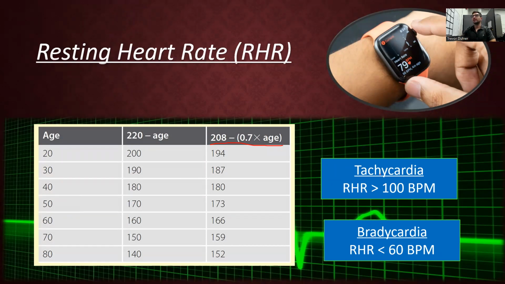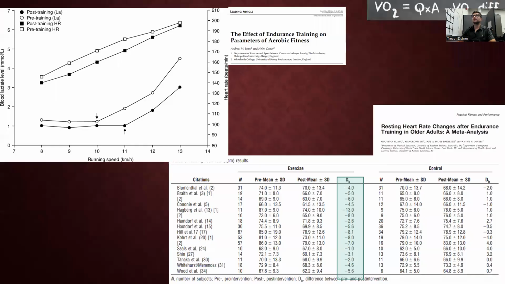As well, tachycardia is a resting heart rate over 100, so that means a fast heart rate. Bradycardia is a resting heart rate under 60 beats per minute. Tachycardia over 100, bradycardia under 60. So we see the effect of endurance training on parameters of aerobic fitness. Again, we see here post-training, pre-training, post-training, pre-training.